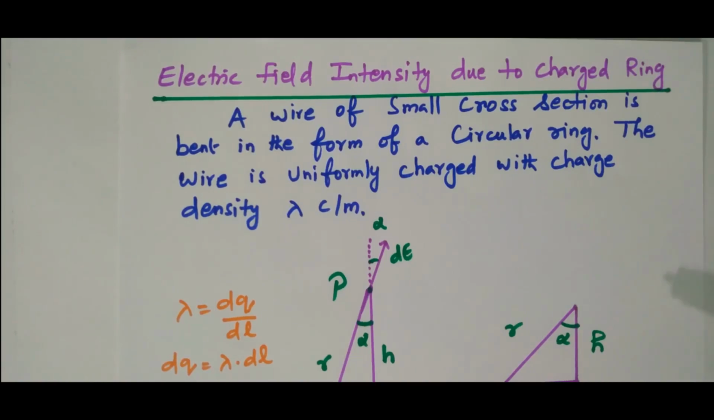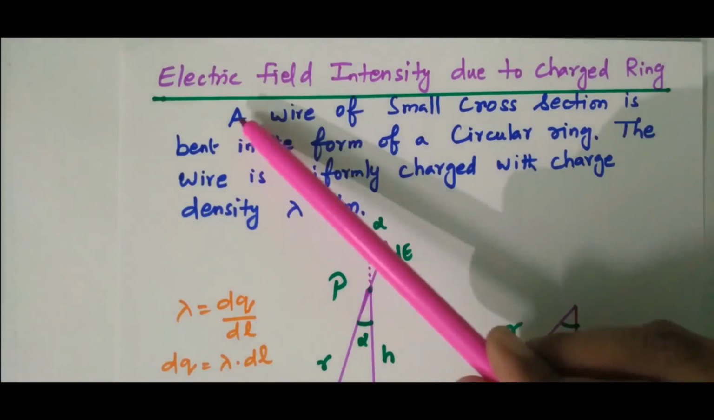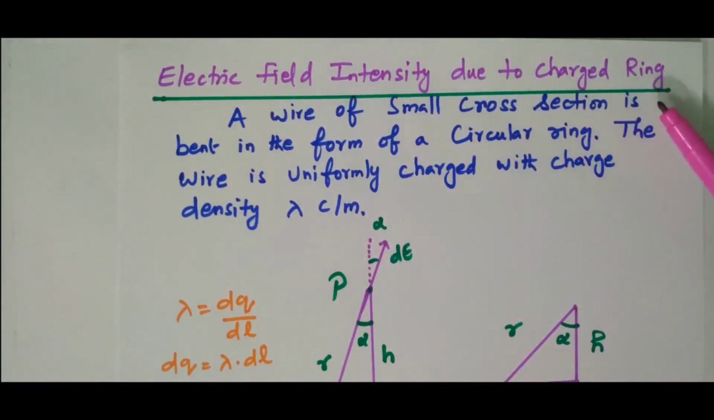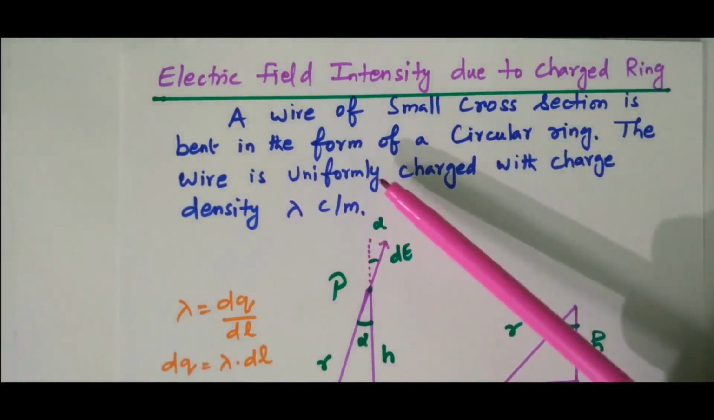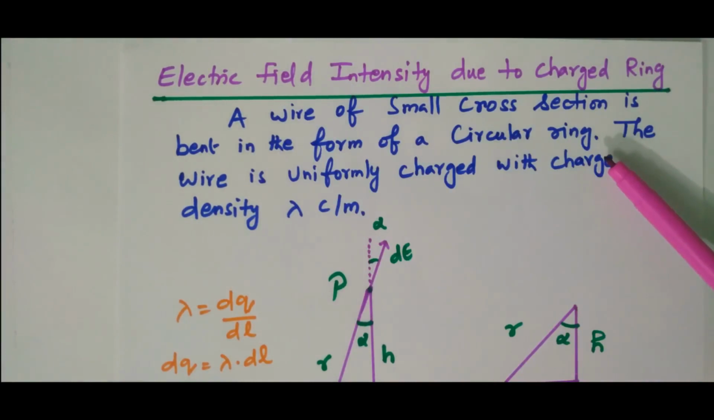Now, followed by the disk, we'll see the charged ring, electric field intensity due to the charged ring. What is this charged ring? A wire of small cross section is bent in the form of a circular ring. One lengthy wire is available, two ends are joined together and form the circular ring.